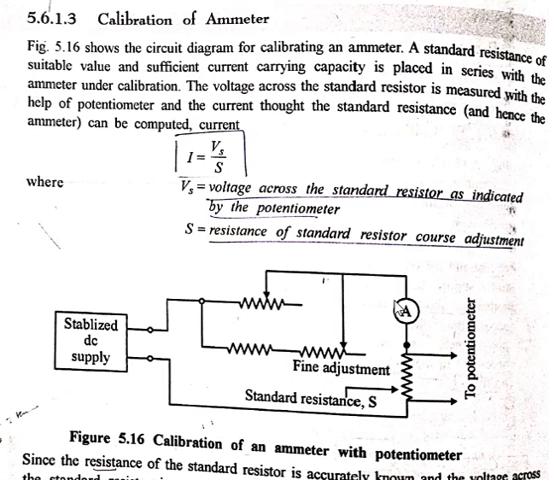A standard resistance of suitable value and of sufficient current carrying capacity is placed in series with the ammeter, and this ammeter is under calibration. We need to adjust the reading of this ammeter. The voltage across the standard resistance is measured with the help of a potentiometer. So for voltage measurement, we have put this potentiometer here.